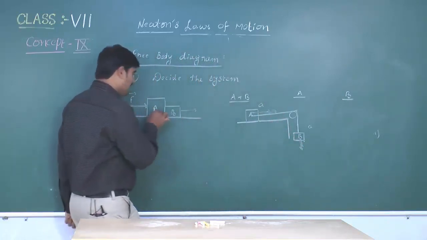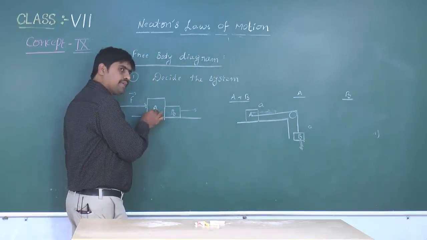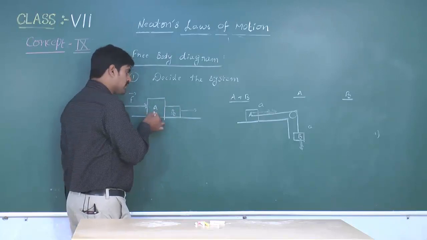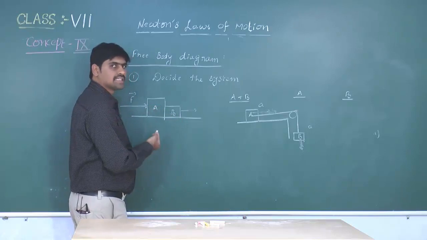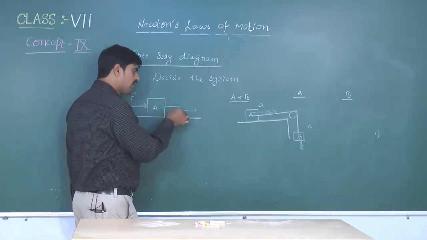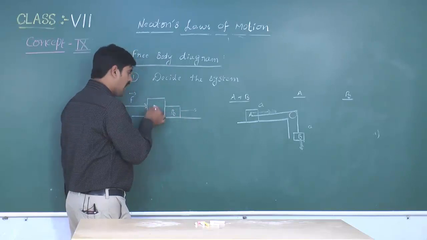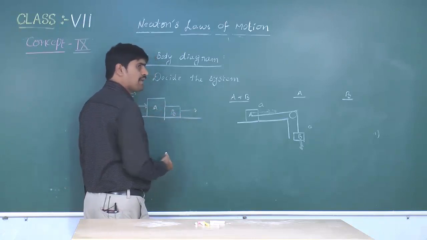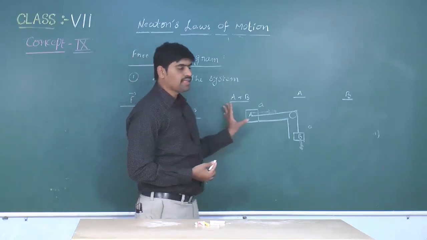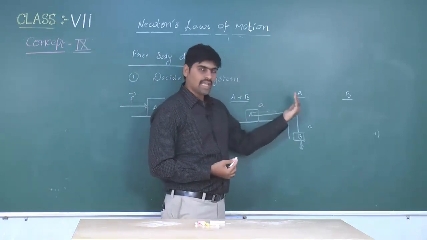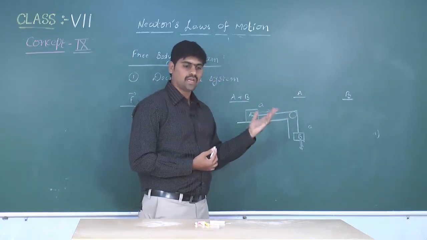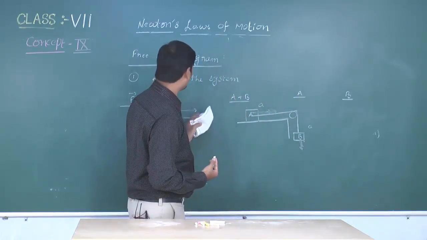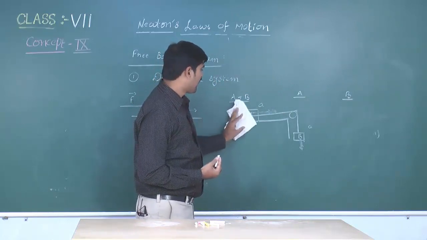But here we can take A plus B as a system, and A as a system or B as a system. Why? Because A plus B together, B individually and A individually all have the same acceleration. That's why we can take A plus B as a system, and A also as a system, and B also as a system. So this is one of the first important steps in working with a free body diagram.